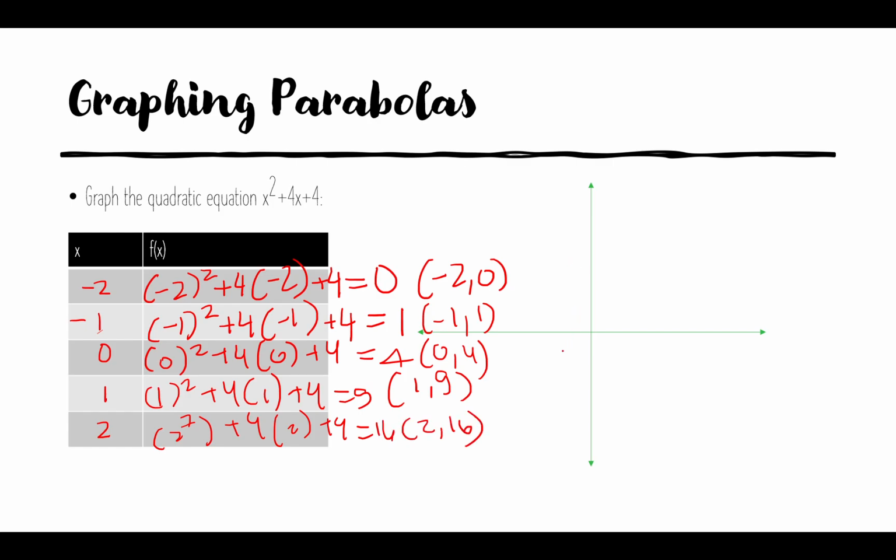Now we must plot these on our coordinate axis to be able to draw the graph of the parabola. Our first point is -2, 0. Our second point is -1, 1. Our third point is 0, 4. Our fourth point is 1, 9. And our fifth point is 2, 16. From this, we can approximate the graph of our parabola.